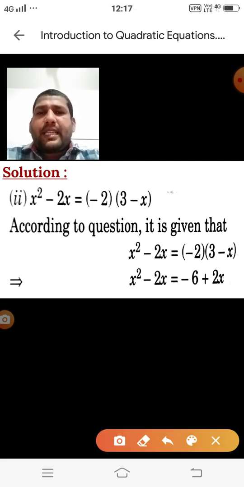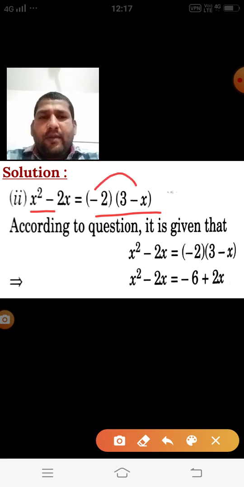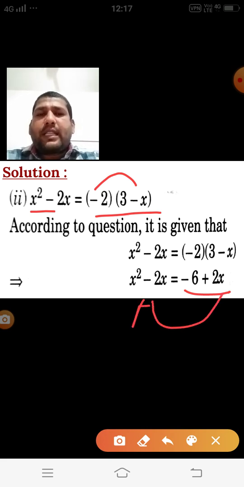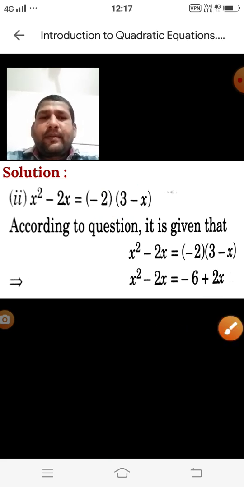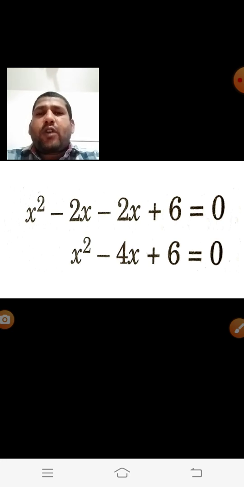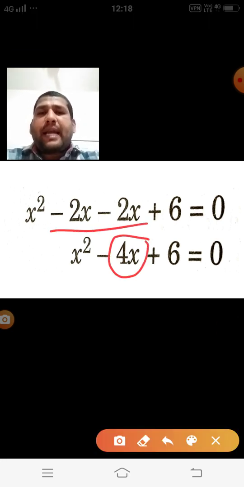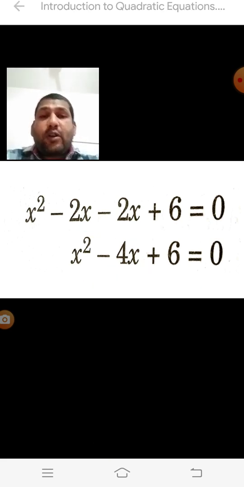Then here I am solving this. x square minus 2x is equal to this one, and if you are solving minus 2 into this, we are getting minus 6 plus 2x. Then we are taking 2x on the other side, and we are getting x square minus 2x plus 6 equal to 0. And if we are solving this, minus 2x we are getting minus 4x, and x square minus 4x plus 6 equal to 0.